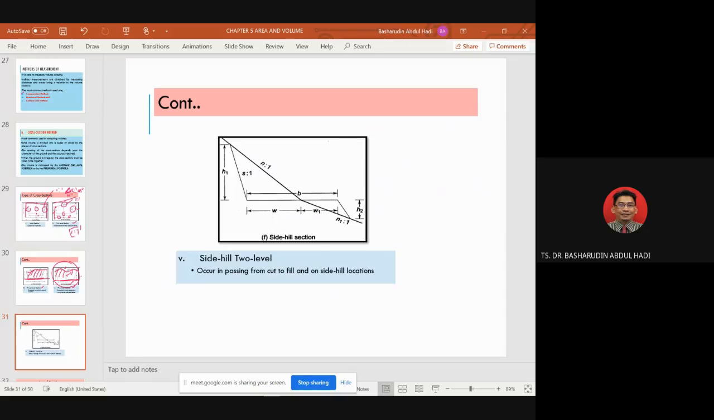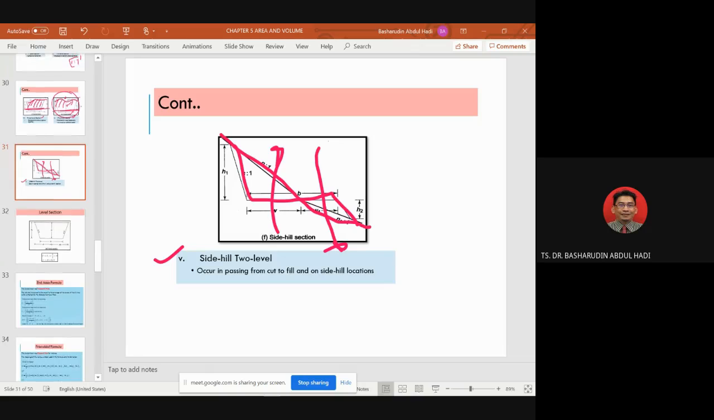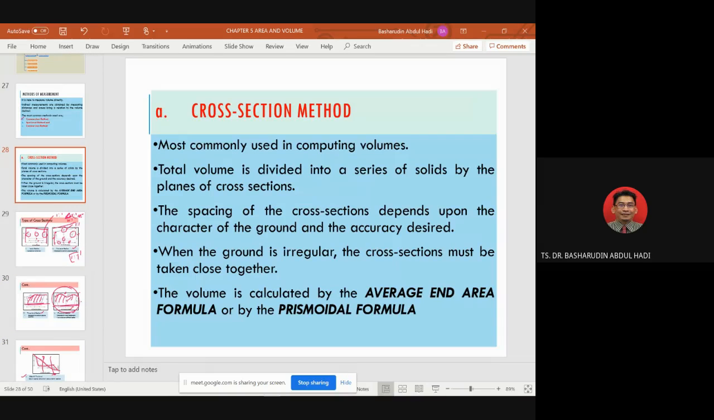And of course, we use this method, the cross section method. This one you can also have, the existing slope, but we want to build up the highway like this, so the car goes further up and the car comes back. So this method is for slight hill to level, which occurs in passing from cut to fill and on side hill locations. Alright, so I go for this one first, the cross section method.